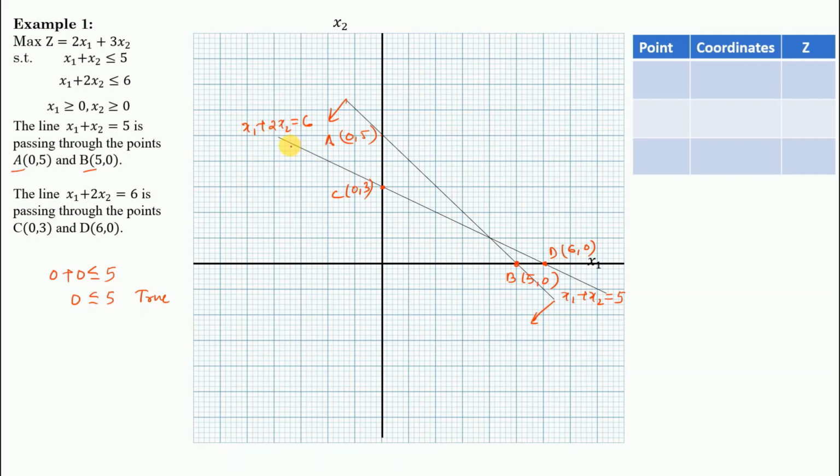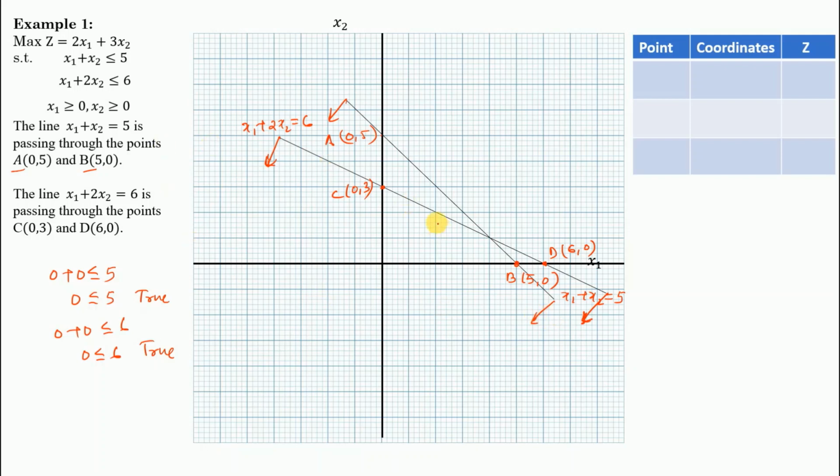Similarly, to check the solution space of the inequality x1 plus 2x2 less than or equal to 6, again simply use the point 0, 0. So 0 plus 0 less than or equal to 6, and 0 is less than or equal to 6, which is again true. It means for this line also the region is towards 0, 0. So now we can show these regions through these lines.